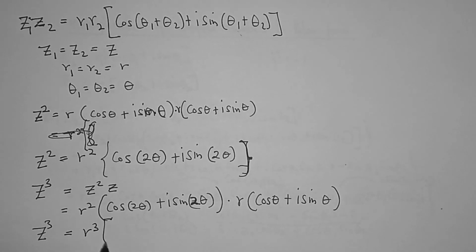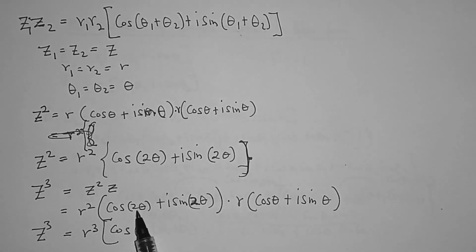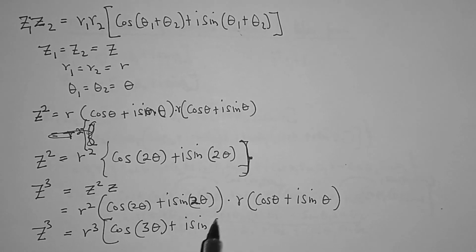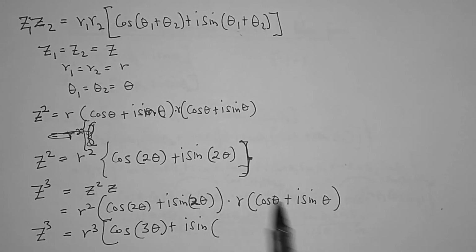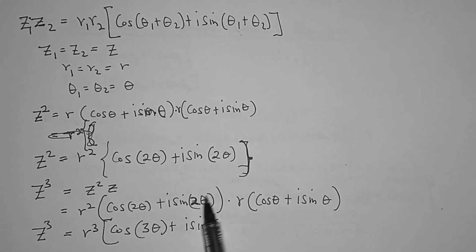Then into bracket cos into bracket theta 1 plus theta 2. So in this case, theta 1 is 2 theta plus theta 2, which is theta. So it's going to give us 3 theta, then plus i sine into brackets theta 1 plus theta 2. And theta 1 in this case is 2 theta, theta 2 is theta. So 2 theta plus theta is going to give us 3 theta.